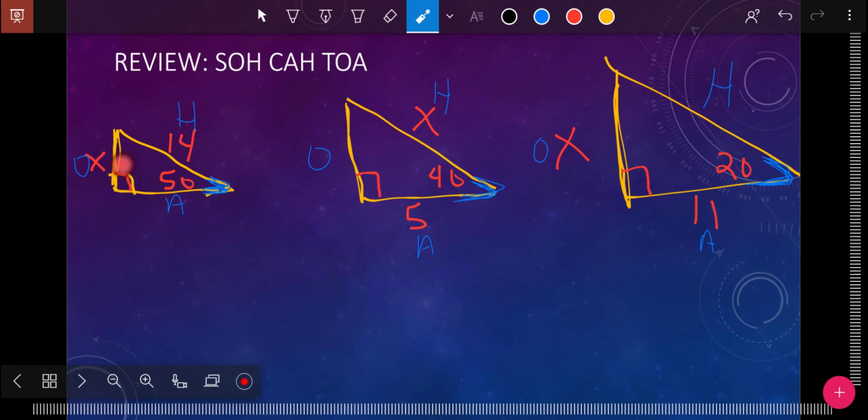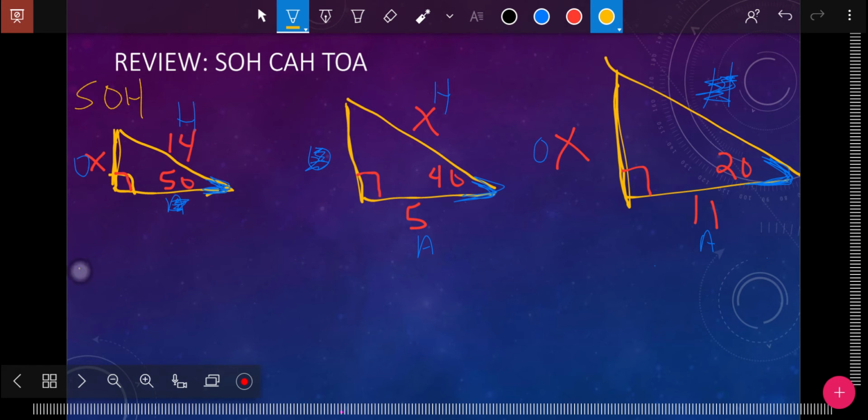Now, on the first one, I've got to solve for x. So there's an O where the x is. So I've got to use O. And it's a math problem, so I need to use numbers, so I use H. OH means SO. Or I could also say I'm not using the A. So OH is SO. Here I'm not using the O. AH is CA. And here I'm not using the H. OA is TOA. And so for the first one, I want to use SO.